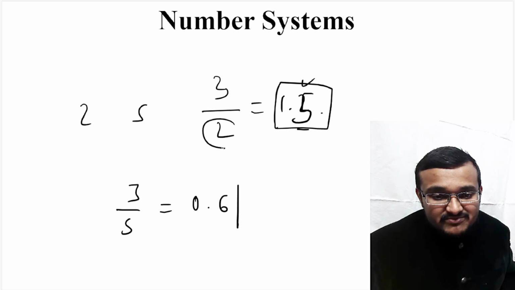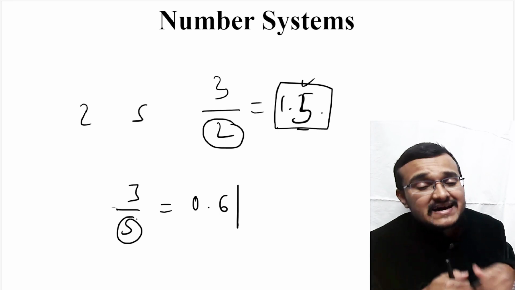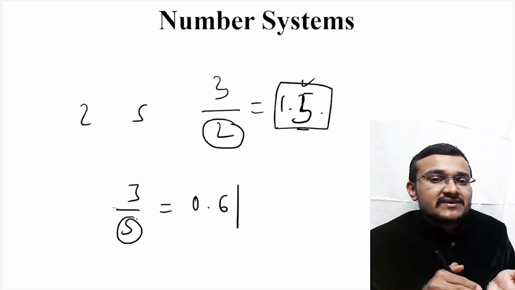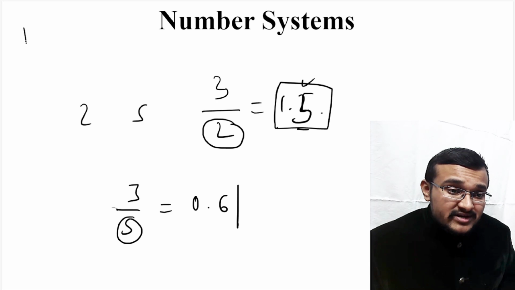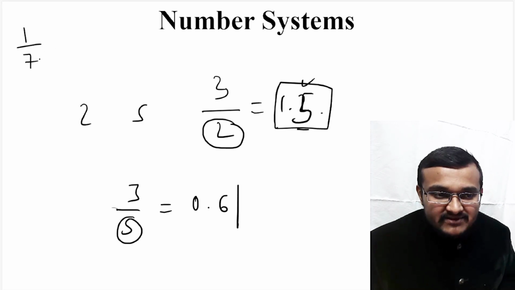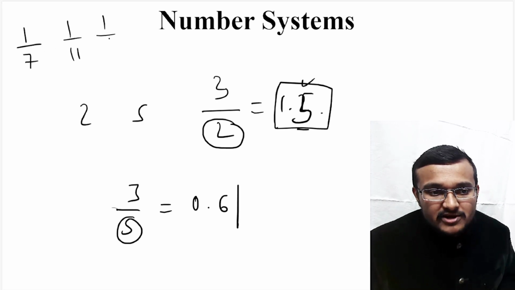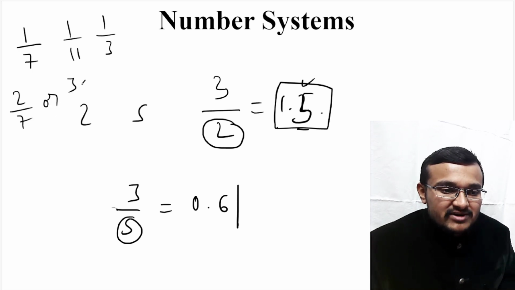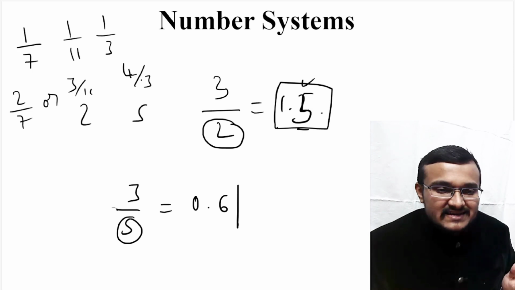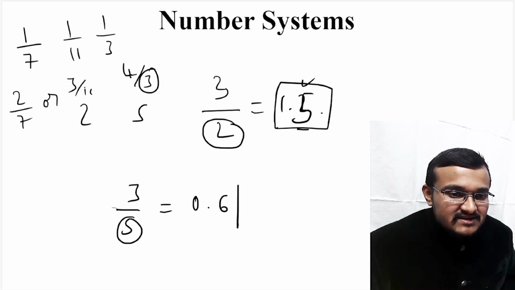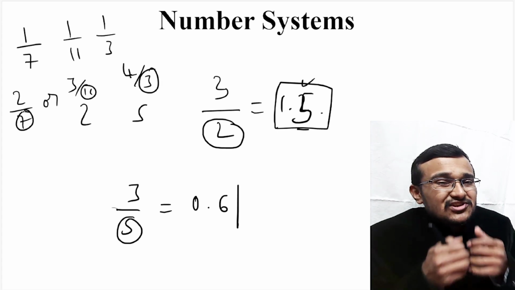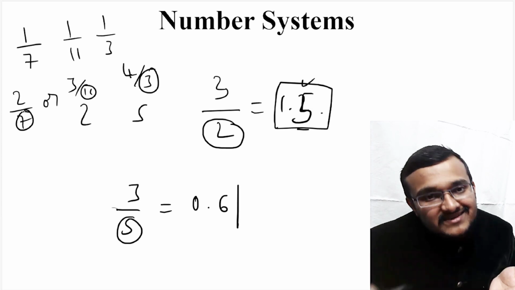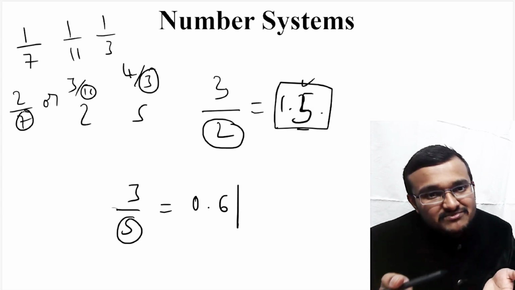So that means either a power of 2 or a power of 5 or both should be there in the denominator as Q in order to get a terminating decimal. But if you take any other prime factors like 7, or 11, or 3, then whenever you do 2 by 7 or 3 by 11 or 4 by 3 or anything like this, if 3, 11, 7 and so on are coming in the denominator, then you will not get a terminating decimal, you will get a recurring decimal. So that means you will get recurring numbers after the decimal point.